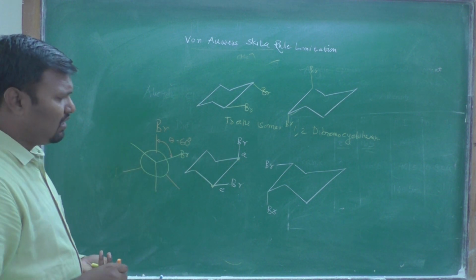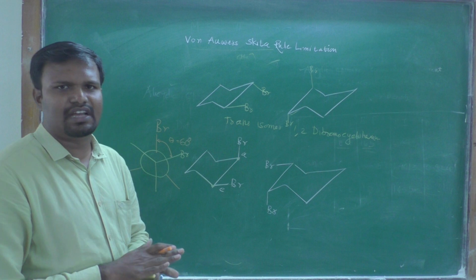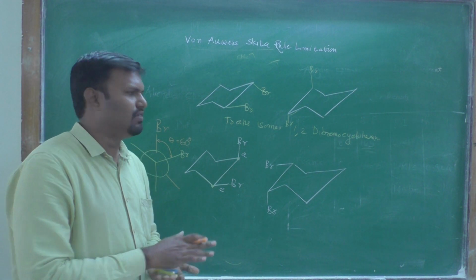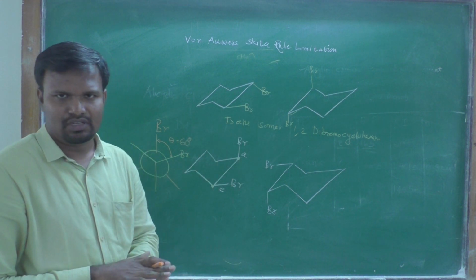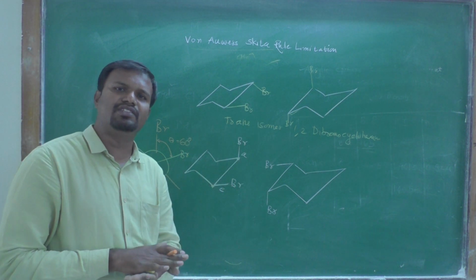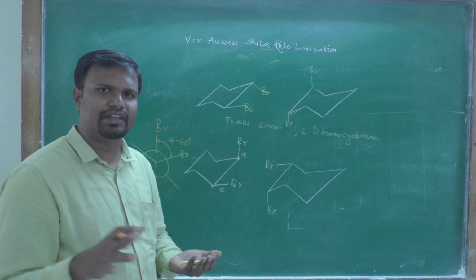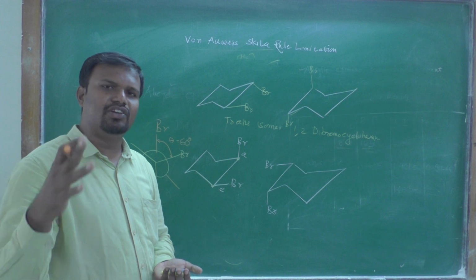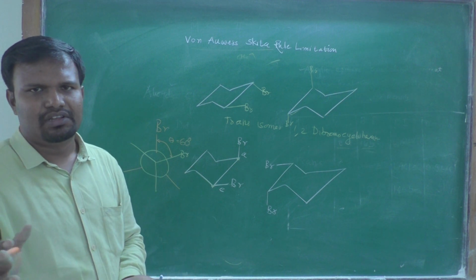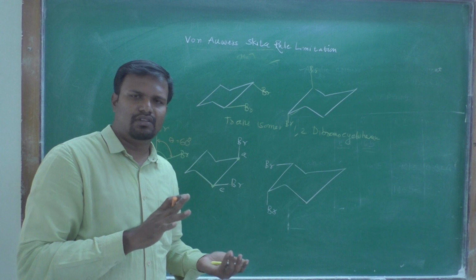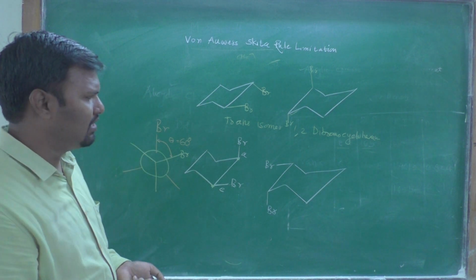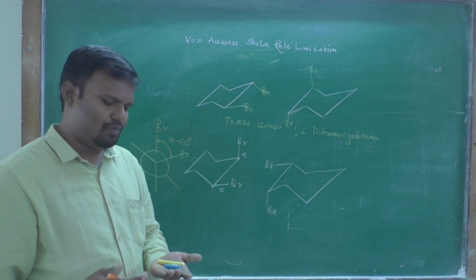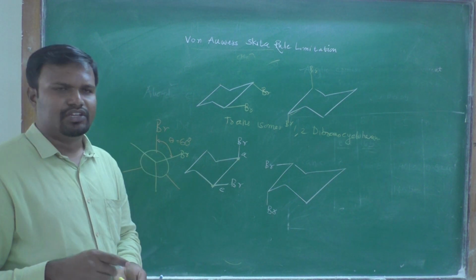Dihedral angle decides the dipole moment. If the dihedral angle is the same, the dipole moment is the same for all these compounds. There is one formula by which, using this dihedral angle, we can calculate the dipole moment. Very roughly, we can say that as the dihedral angle increases, the dipole moment also goes on increasing.